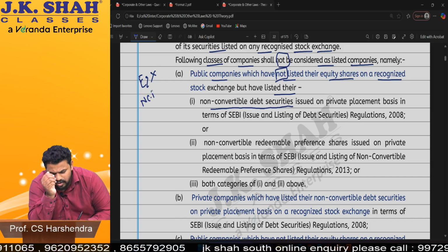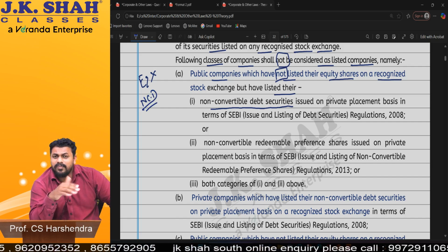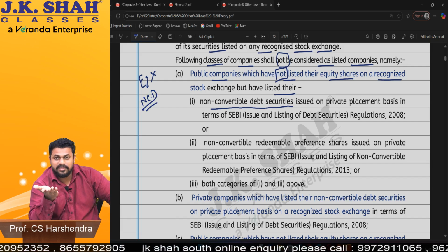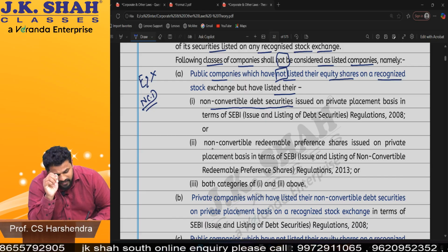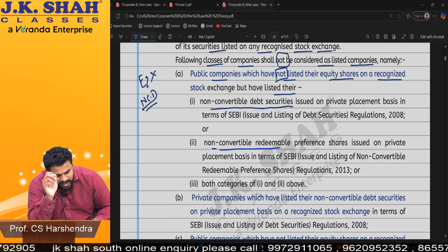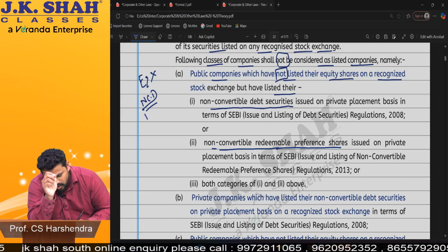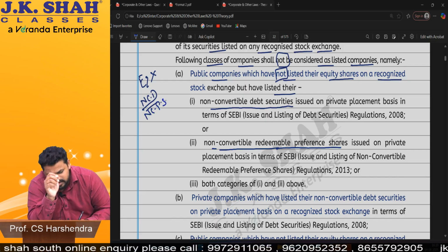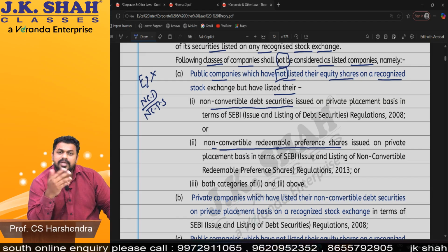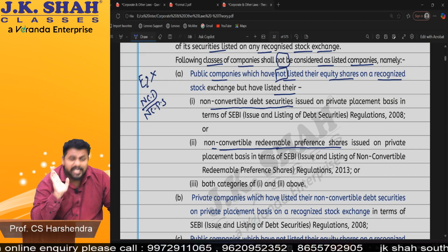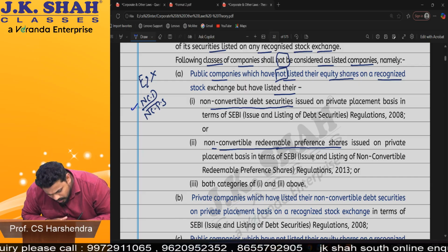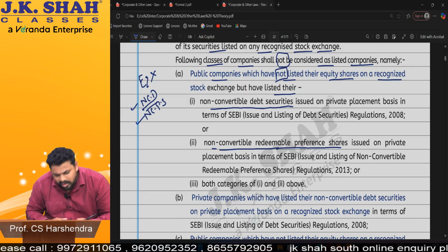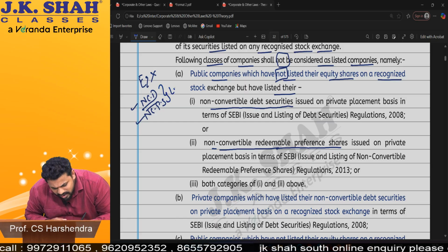What do you mean by non-convertible debentures? Debentures which will not be converted into equity shares. They will be redeemed. Simple. Or which have listed their non-convertible preference shares, which will not be converted into equity. So, in case my company is a public company which has listed non-convertible debentures or non-convertible preference shares, will it be a listed company? No.